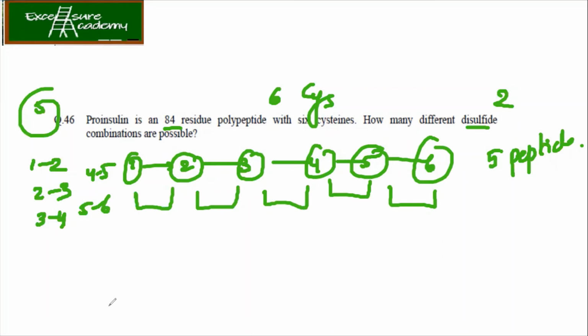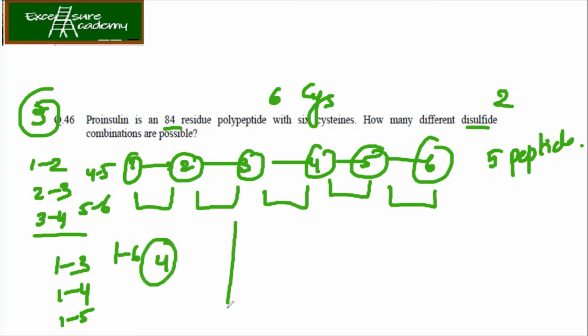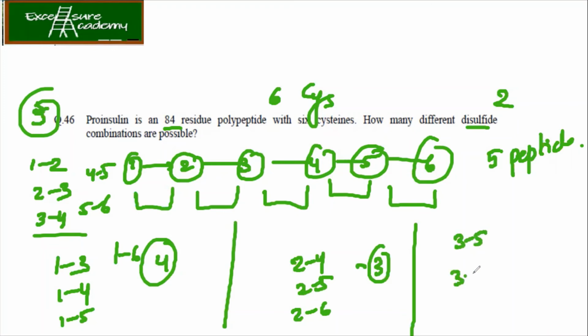What is the second condition? So here total 5. Now in the second combination, we can also have 1, 3, 1, 4, 1, 5, 1, 6, right? So here we got 4. Now another 2, 4, 2, 5, 2, 6. 3 combinations are possible. Then we have got 3, 5 and 3, 6. That is here 2 combinations are possible.